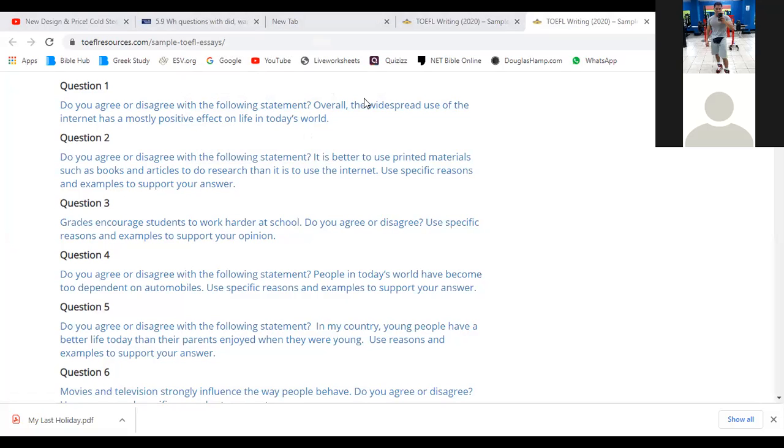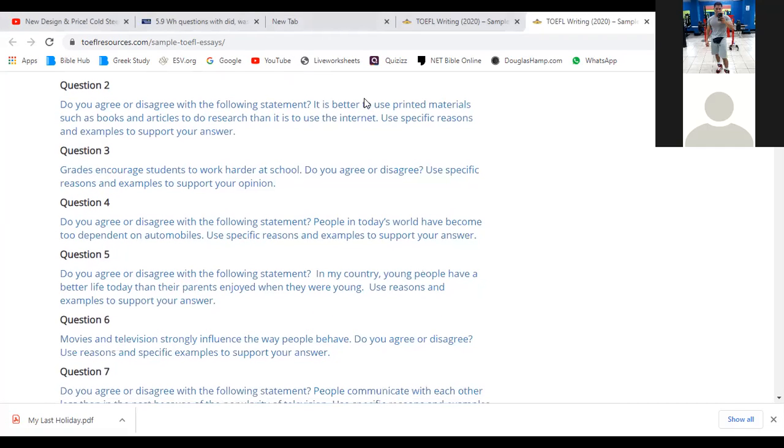Bueno, de hecho, let me see. No, these are all independent questions, okay? Let's read just some of them. Do you agree or disagree with the following statement? Overall, the widespread use of the internet has a mostly positive effect on life in today's world. Two, do you agree or disagree with the following statement? It is better to use printed materials such as books and articles to do research than it is to use the internet. Maybe you disagree. Then you have to explain why. Use specific reasons and examples to support your answers.